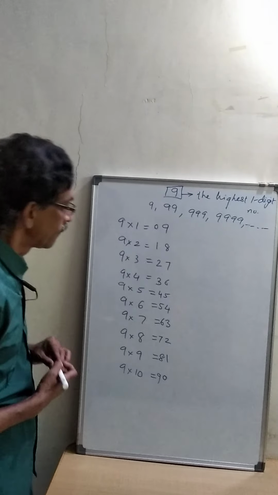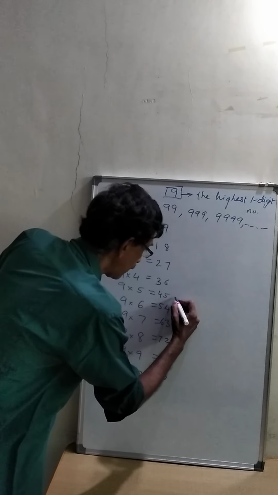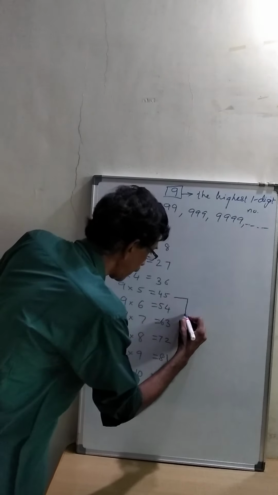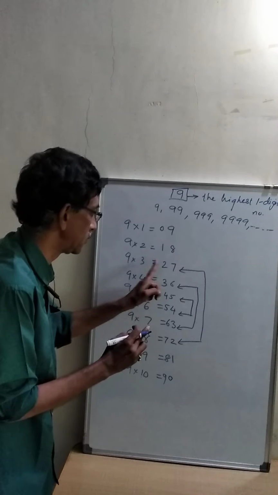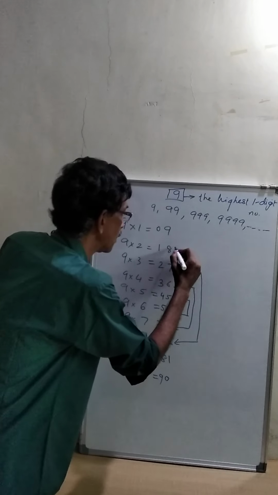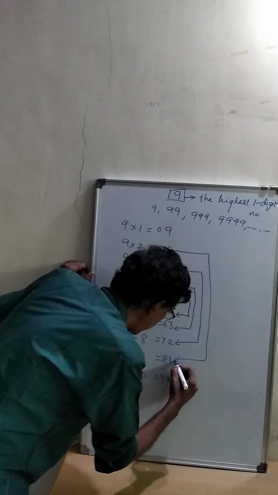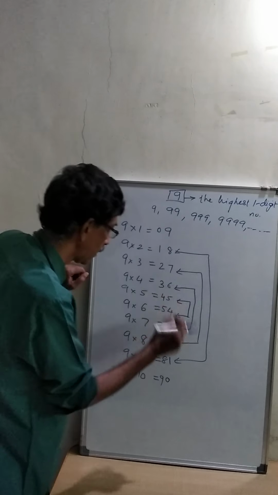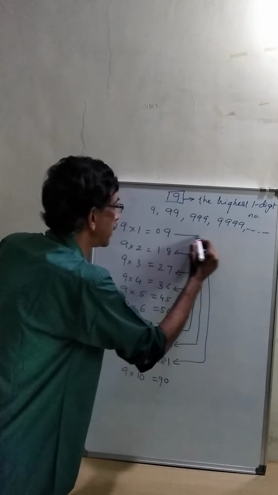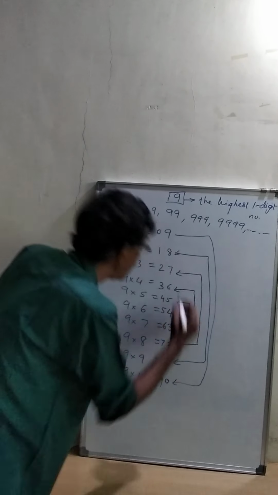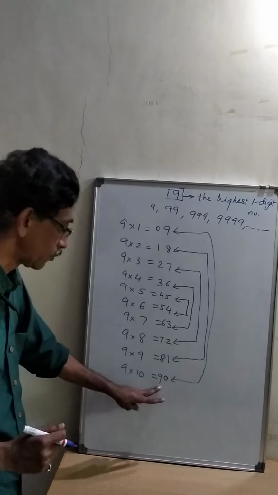Another interesting thing about this is if you consider 45 and 54, the digits are interchanged. If you consider 63 and 36, the digits are interchanged. Same with 72 and 27, the digits get interchanged. Same with 18 and 81: 18 here, reverse it, 81. Same here, you have 90 and 09. Reverse it, you get 90.